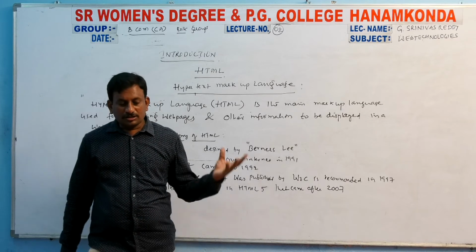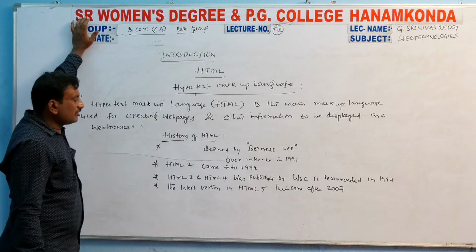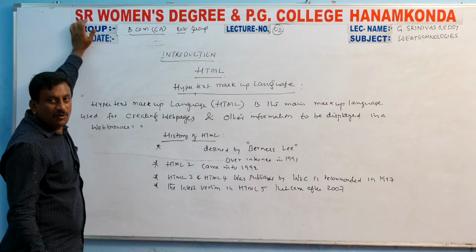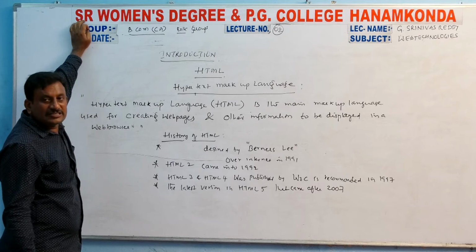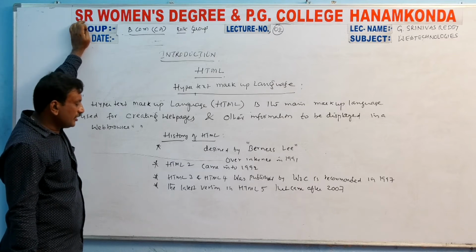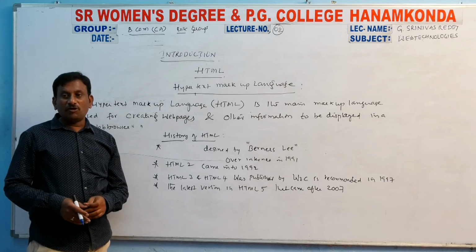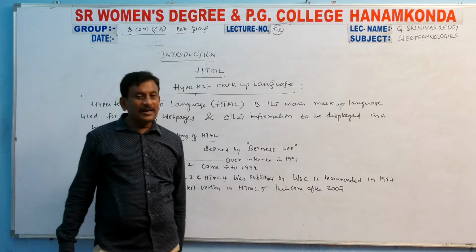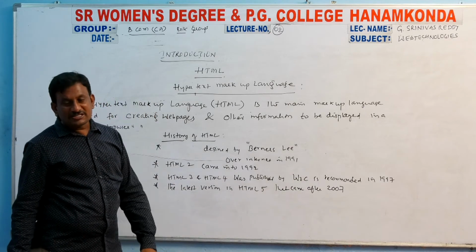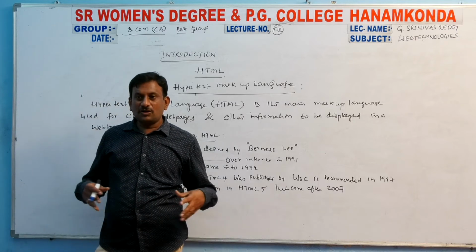This is some discussion of the history of HTML. The first markup language was designed by Berners-Lee and ran on the internet in 1991. The next version, HTML2, came in 1992, and HTML3 and 4 were recommended by the W3C, World Wide Web Consortium, in 1997. After 2007, HTML5 implementation began. Some more points we'll be discussing on HTML point-wise.